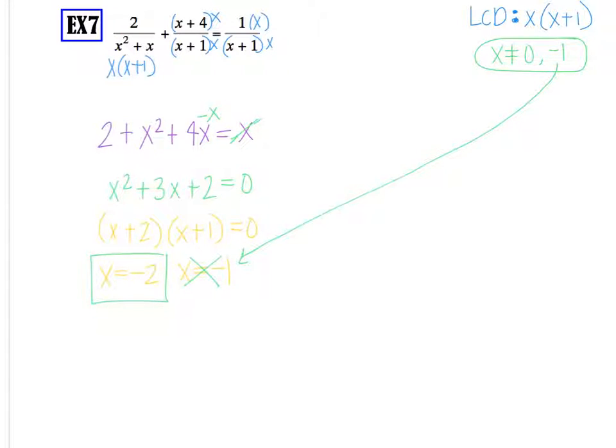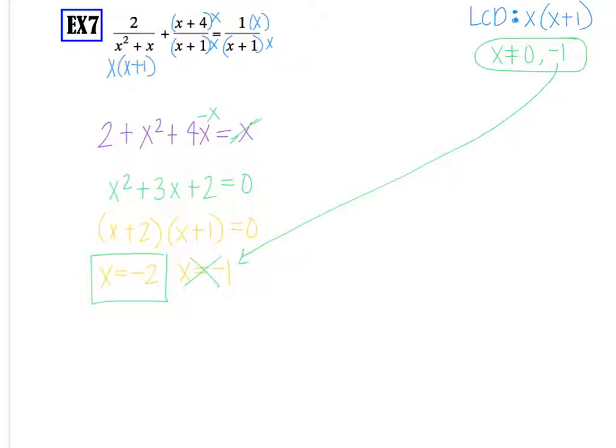All right, so when I look at these 3 fractions, I look for the least common denominator. And when I factored this out, I ended up with x times x plus 1. Well, both of these had x plus 1, so the only thing that's missing is that x. So that's my least common denominator, x times x plus 1.